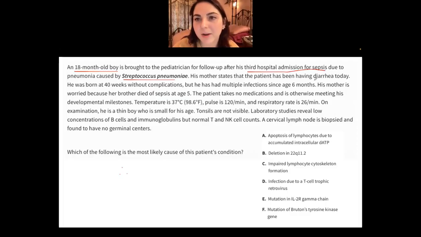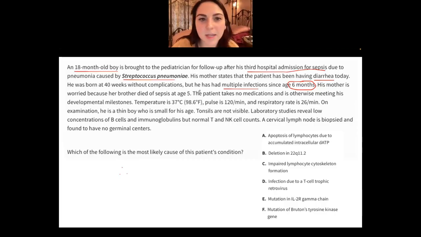Okay, so patient has been having diarrhea today. Doesn't really tell you much, but you can think infectious bacteria. And an infectious diarrhea would be a bacteria. Multiple infections since 6 months. That's standard with these immunodeficiencies.